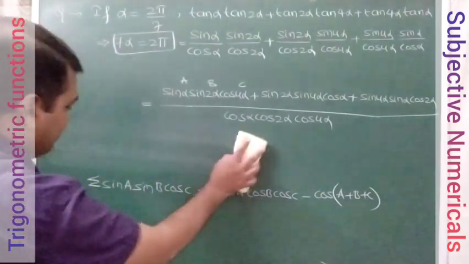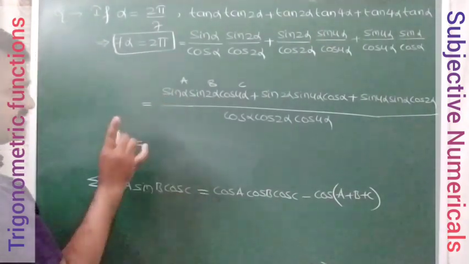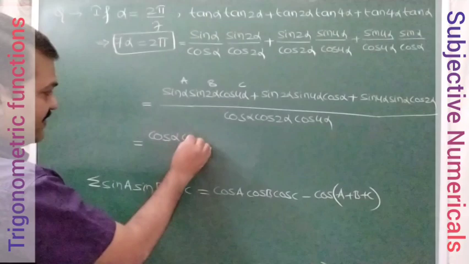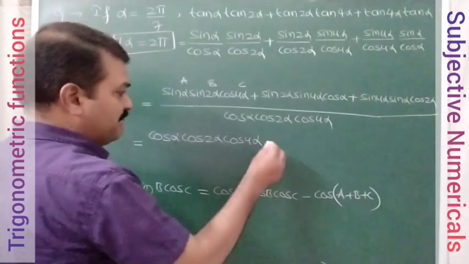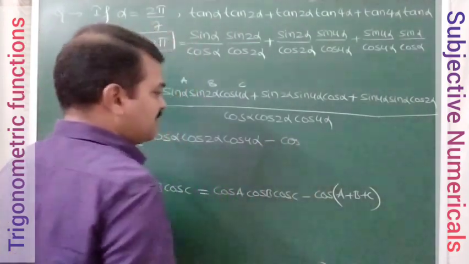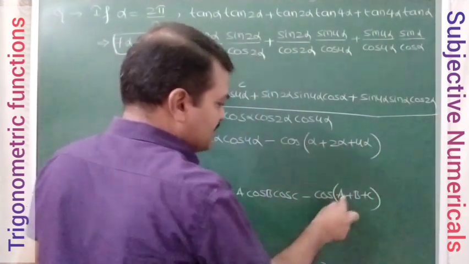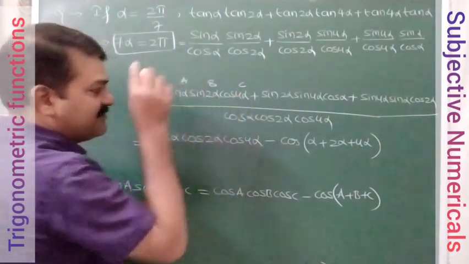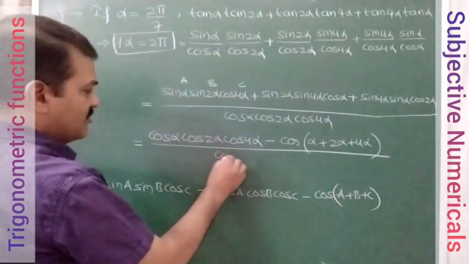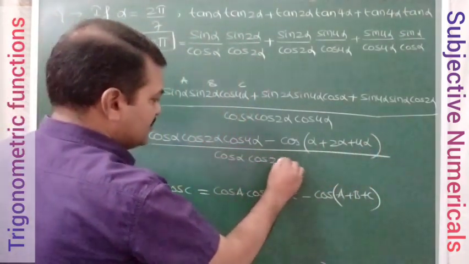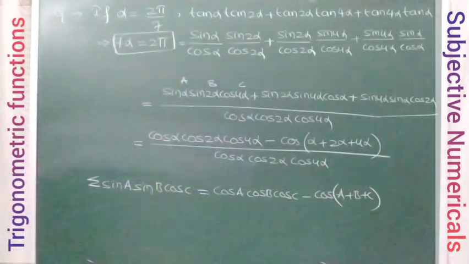Okay, so let me take this off. So the numerator using this formula will be cos alpha cos 2 alpha cos 4 alpha, that is cos A cos B cos C, minus cos of A plus B plus C, which means alpha plus 2 alpha plus 4 alpha. So in place of A, B, C, these are the angles we have. So the numerator is done. Denominator, okay. We are not changing the denominator, so let us keep it as it is. So this formula application part is completed.